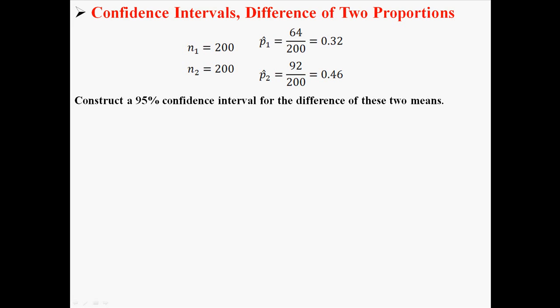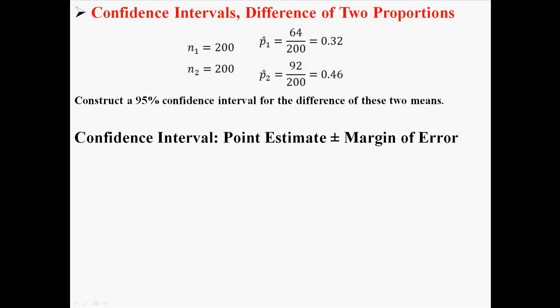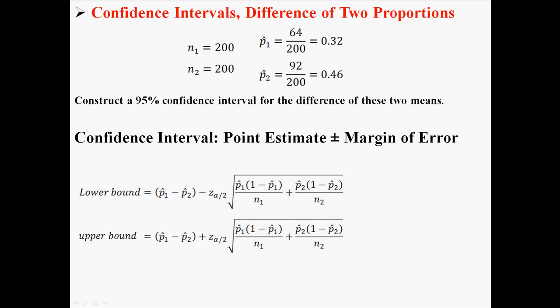So for this data, which I used in the last lecture, I have two sample sizes, which are both 200, and I have two proportions, 0.32 and 0.46. So construct a 95% confidence interval for the difference of these two proportions. Now remember that a confidence interval is just a point estimate plus or minus a margin of error. So you're going to get two values, a lower bound and an upper bound.